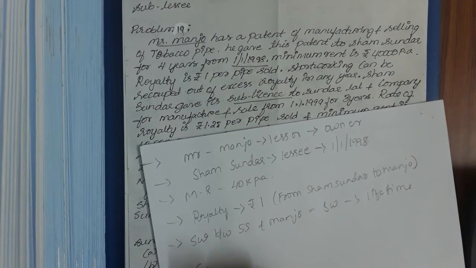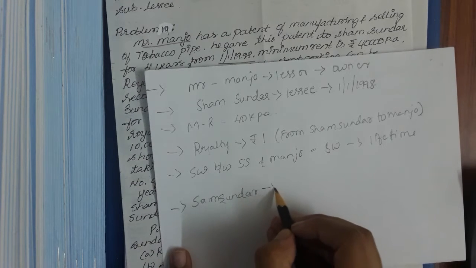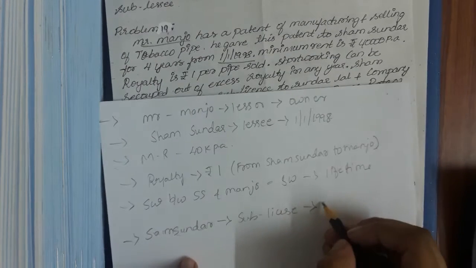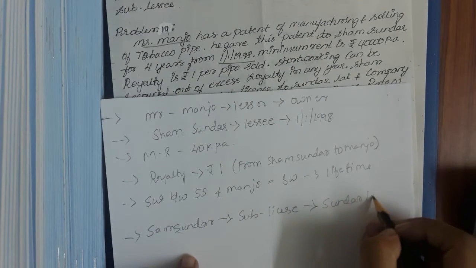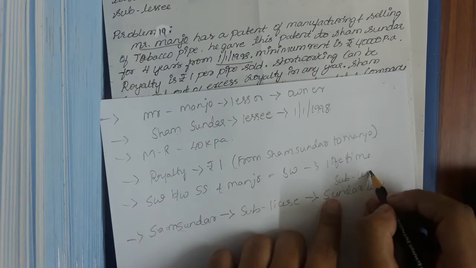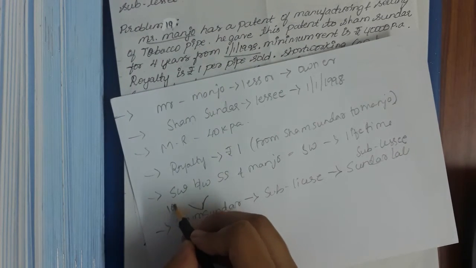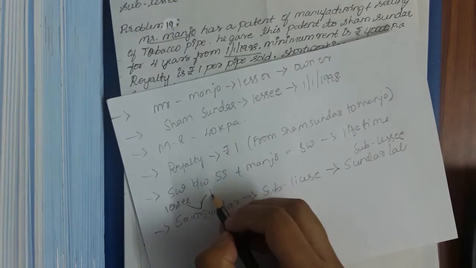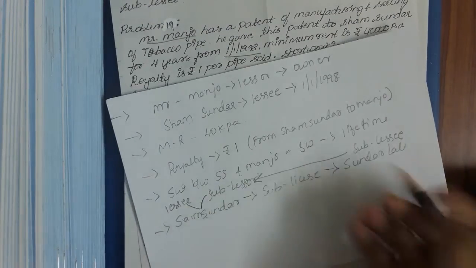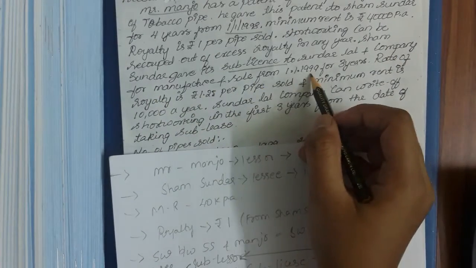So now Shyam Sundar gave a sub-lease to Sundar Lal. So this Sundar Lal will be the sub-lessee. Understood? So now what happened? Shyam Sundar will be the lessee for Mr. Manoj and the sublessor for Sundar Lal. Understood? And the company for manufacturing and sale from 1/1/1999.